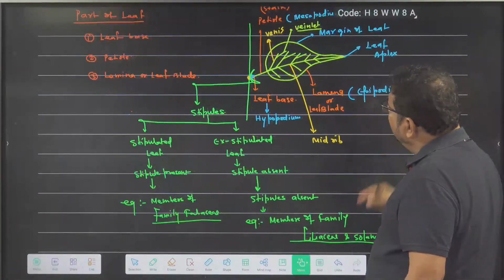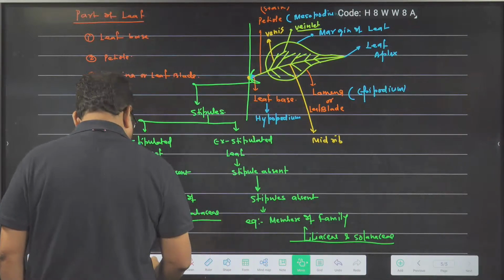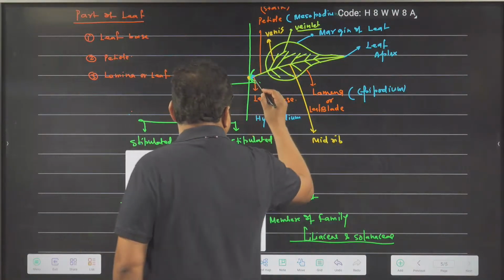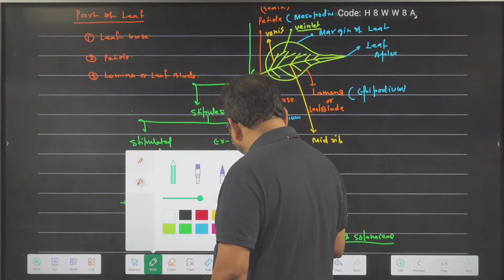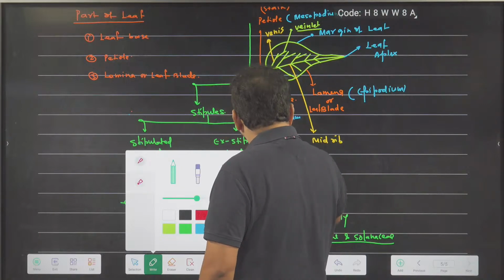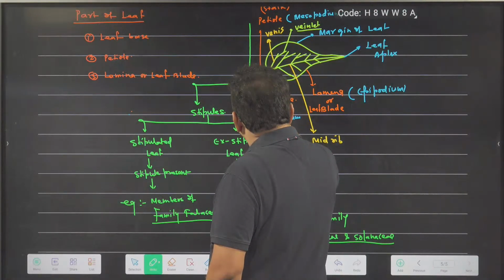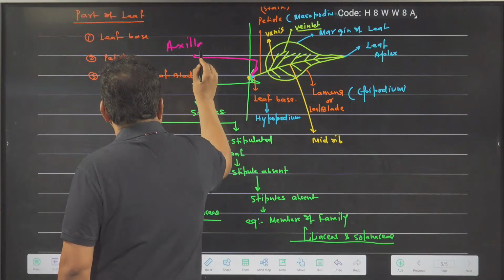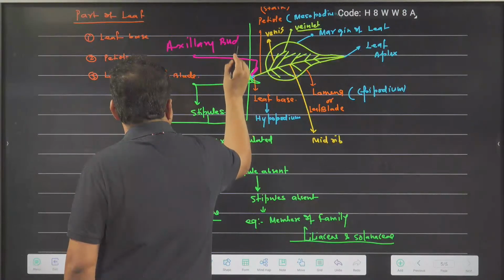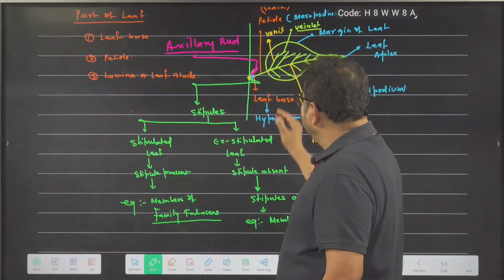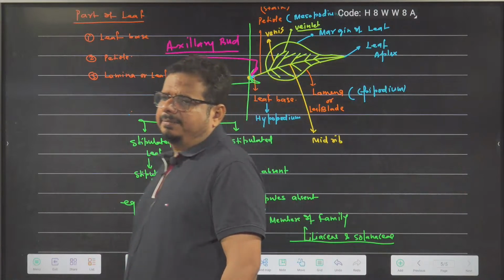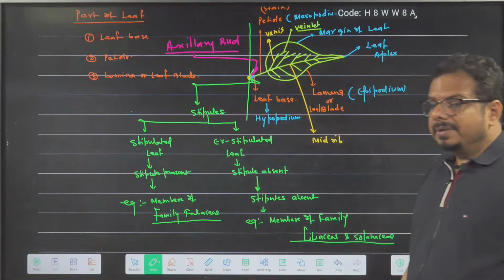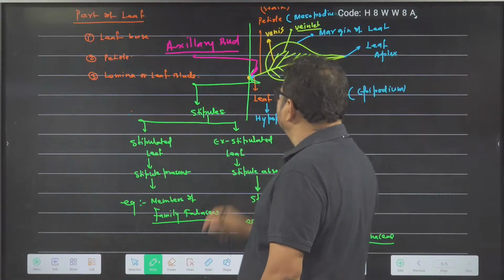Now if we go once again to the diagram of the leaf I labeled, one thing I want to write more. At the base of the leaf, one compulsory structure is there, and it is basically the axillary bud. Axillary bud always arises in the axil between the leaf base and the stem. Compulsorily it is present. So this is a typical structure of a leaf.